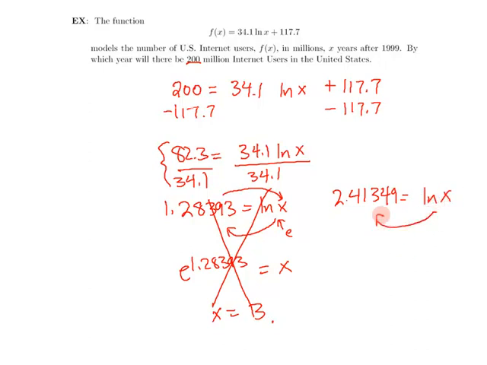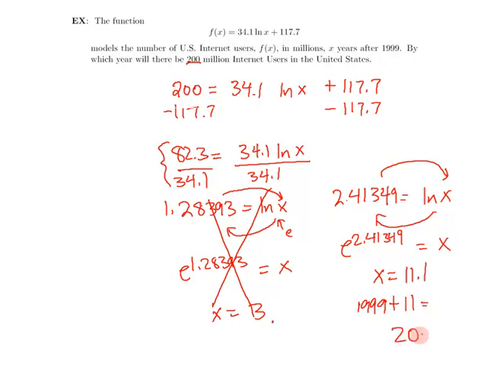Now again we do the same step, and let's check again. We end up with e to the 2.41349 is equal to x. Plugging that in, taking e to that power, I end up with x is equal to 11.1. Now interpret your result. 11.1 would mean 11.1 years after 1999. So 1999 plus 11 is equal to 2010.